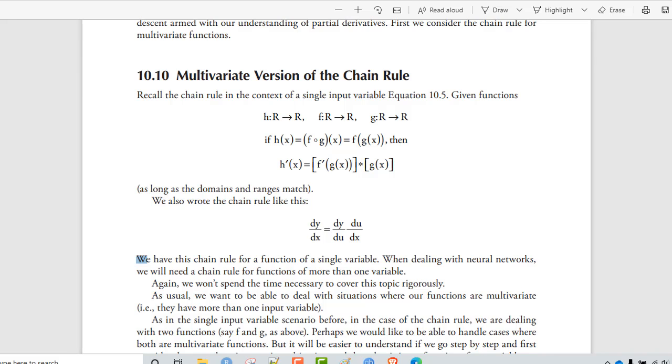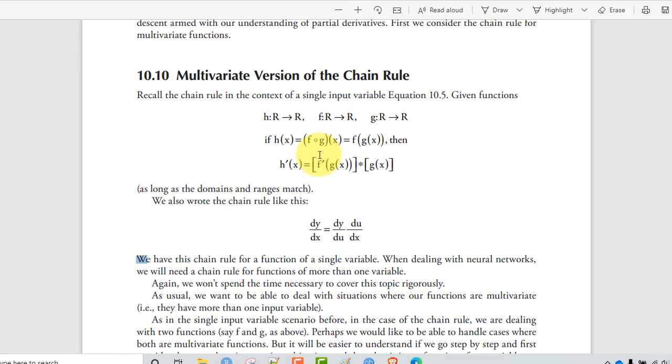Okay, so now we want to talk about the chain rule again, but now we're talking about where we have a multivariate function like we've been discussing. So remember the chain rule before, we had something like this. We had h, which was actually f circle g of x. In other words, we're putting a function g into a function f.